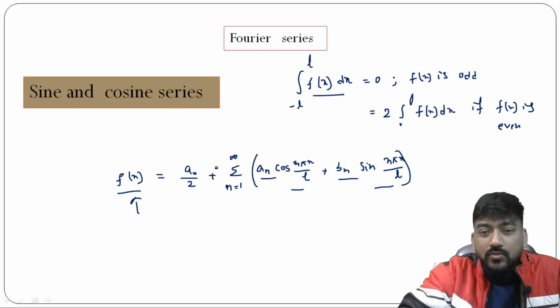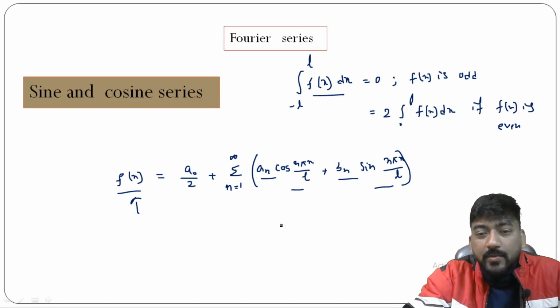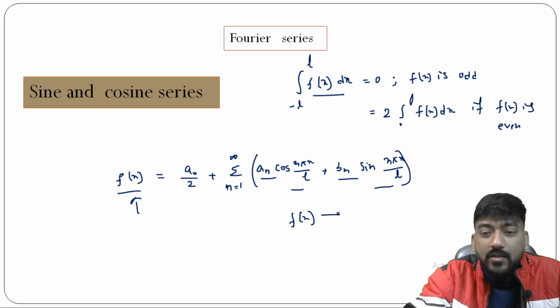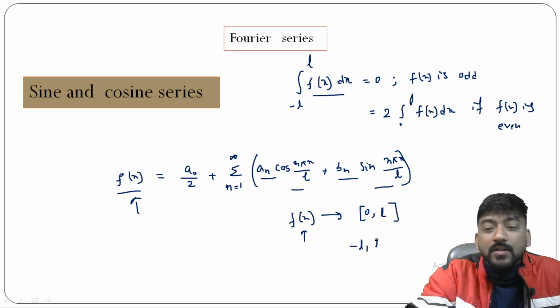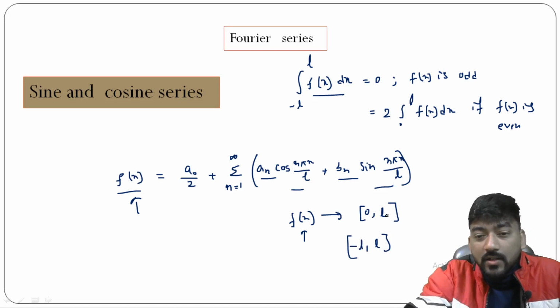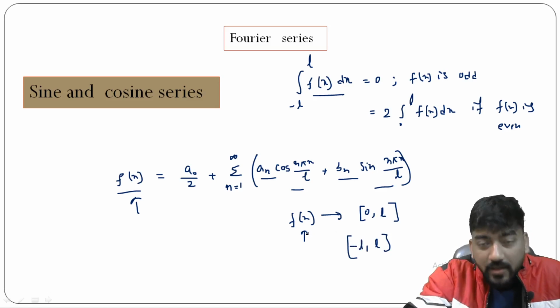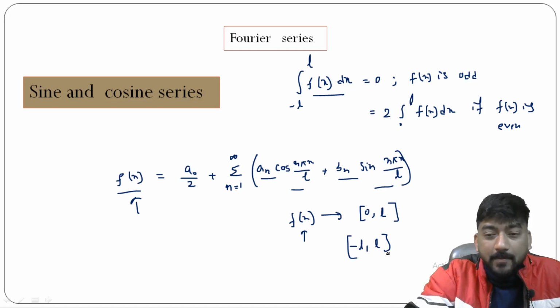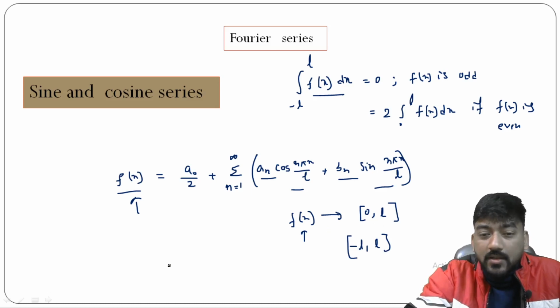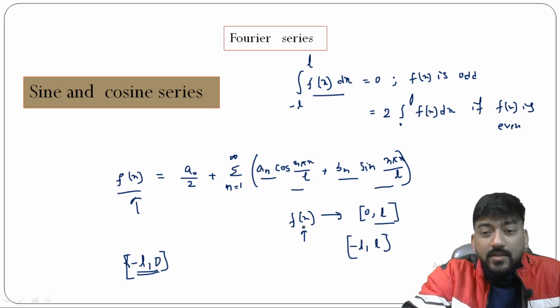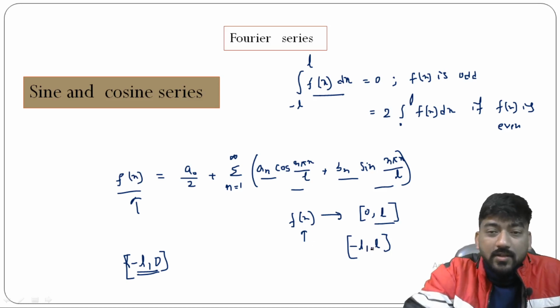Suppose a function f(x) is given within the interval 0 to L. But we are going to expand this function f(x) in terms of a Fourier series in the interval minus L to L. The function is given within 0 to L, but we want to expand it within minus L to plus L. So we need to define the function f(x) from minus L to 0 also, because this is not given; only 0 to L is given, but we need to sketch the function within the interval minus L to L.